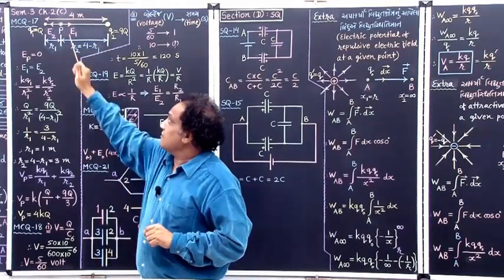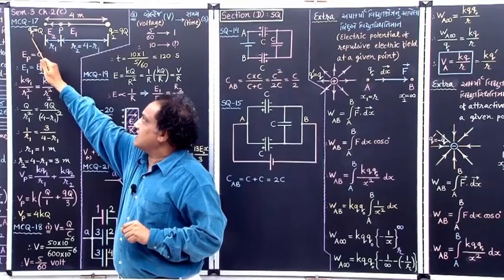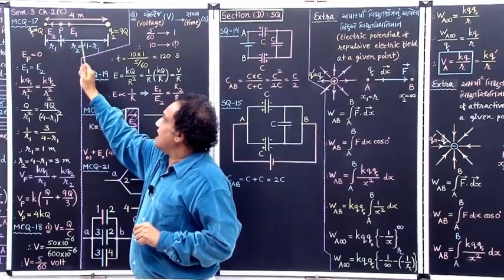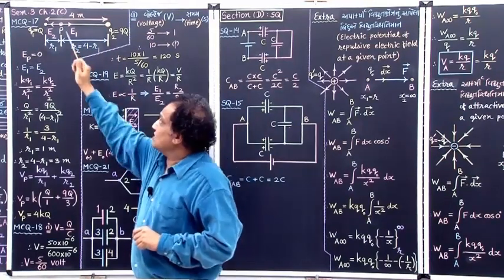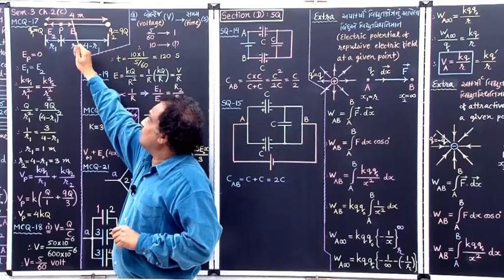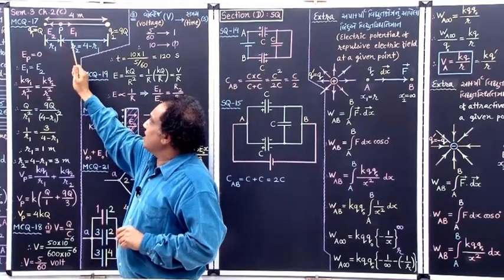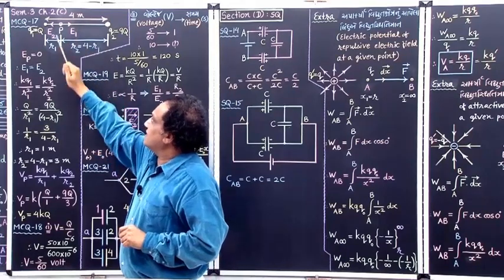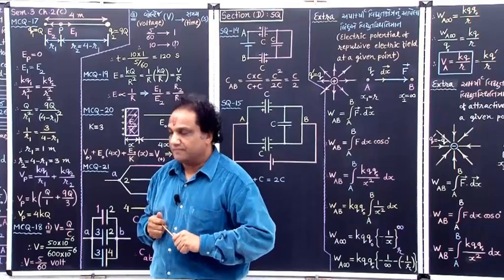Correct? Suppose that point P is at distance r1 from first charge and at distance r2 from second charge. What is the total distance? Total distance is 4 meter, out of which this much is r1. So remaining distance would be 4 minus r1. Correct? Fine.